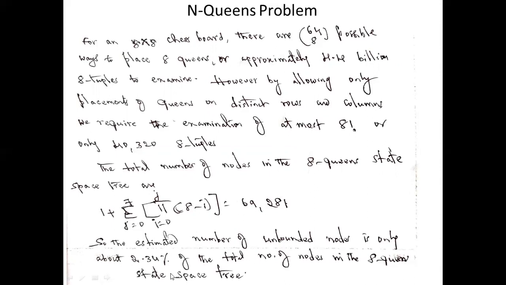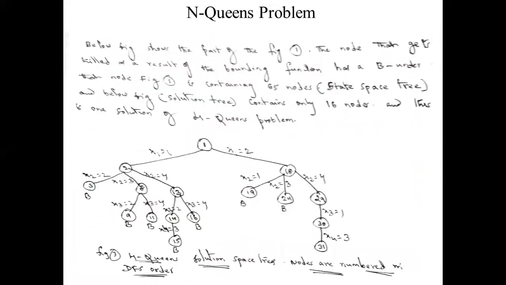But out of these possible nodes, only 2.34% are unbounded nodes. The remaining nodes are bounded, meaning the constraint is violated, and we need to backtrack from that particular node. Only 2.34% of nodes are unbounded nodes. These are bounded.